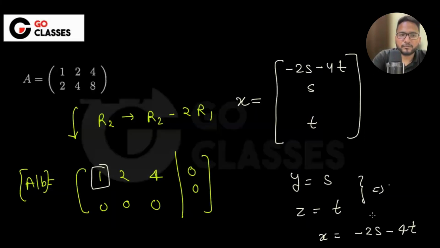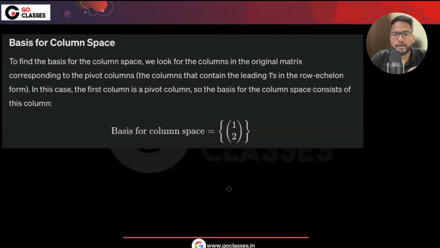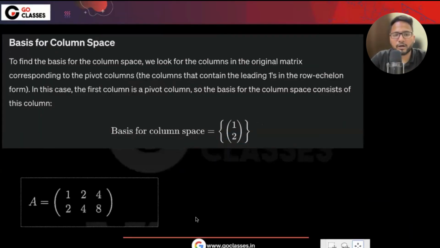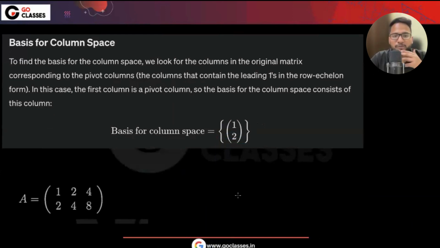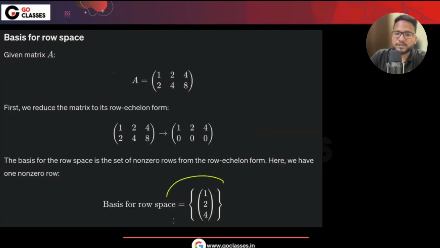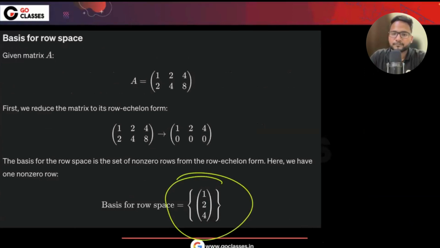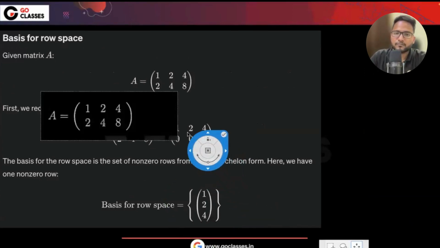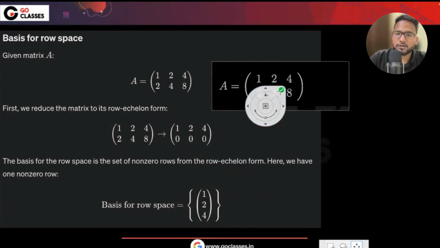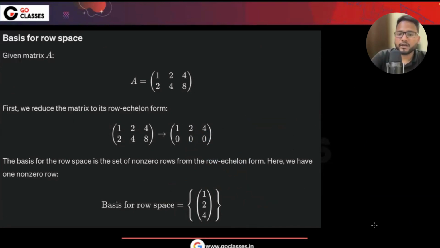And the column space is just 1, 2, right? I think most of you have pointed out correctly that this is the column space. Can you find out the row space? It is 1, 2, 4. So row space is just 1, 2, 4. Okay, A is already there. So for this given matrix, the only space that is left is the left null space.